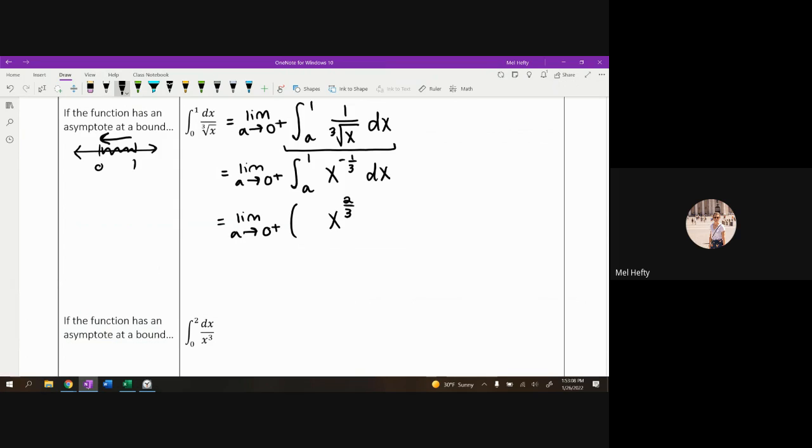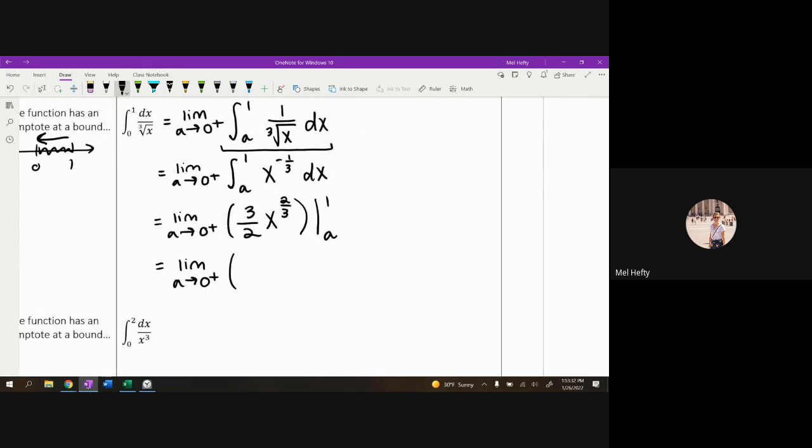2/3. What number will go out front? 3/2. Let's multiply by our reciprocal. Here I'm going from a to 1, and I'm still just going to plug in these bounds. So the interior process of this is very familiar. 1 to the 2/3 is just 1. So my first term is just going to be 3/2, and then I'm going to do minus 3/2 over a to the 2/3.